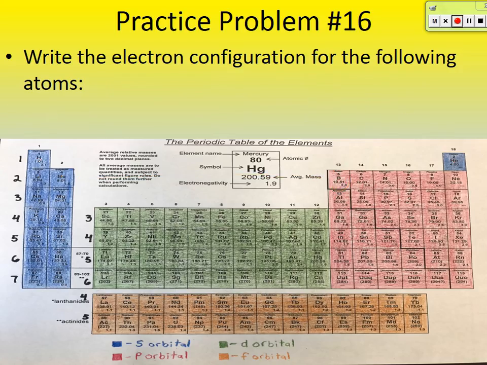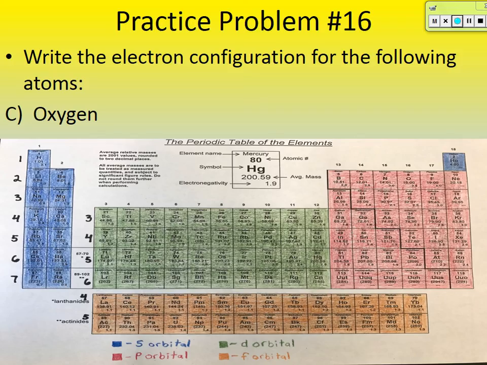All right, practice problem number 16, part C. I want you guys to hit pause on the video and try to do this one on your own. See if you can get this one right. Just try it. You might get it wrong. You might get it right. But just try it, and then once you have an answer, once you have written the electron configuration, hit play and see if you did it right.